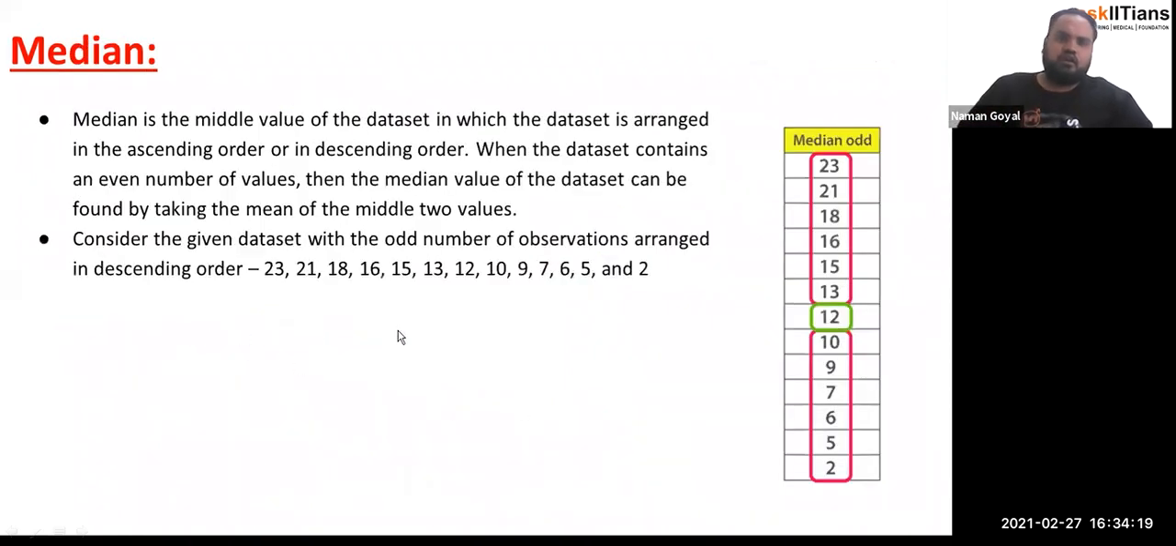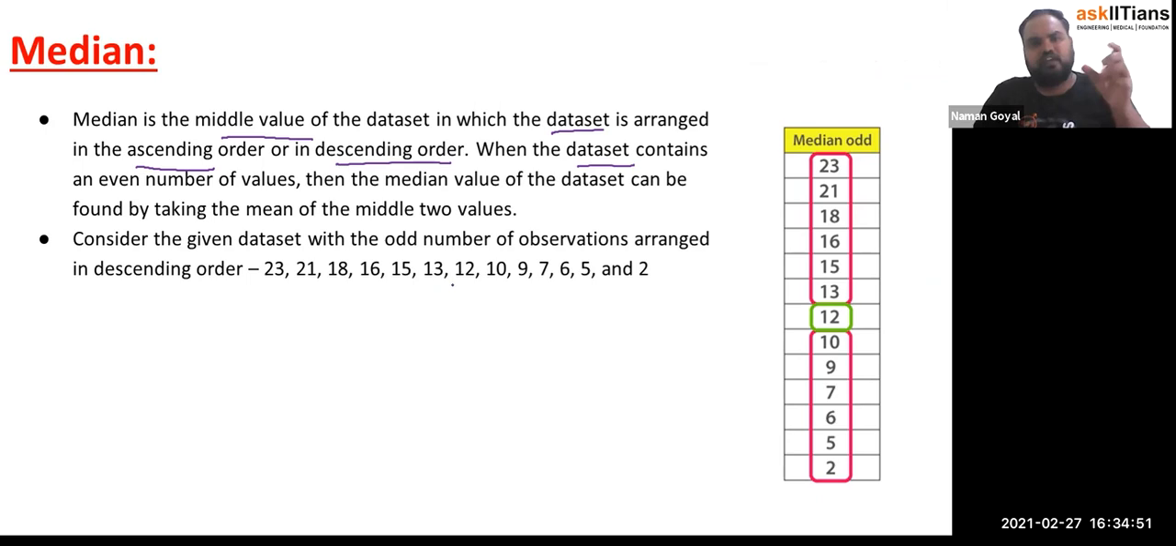Now what is the median? The median is the middle number, the middle-most value of the data. The median is the middle value of the data in which the data set is arranged in ascending order or descending order. When the data set contains an even number of values, the median can be found by taking the mean of the middle two values.